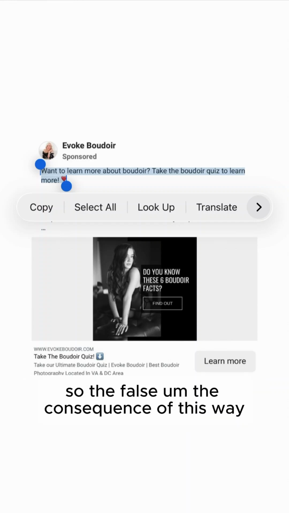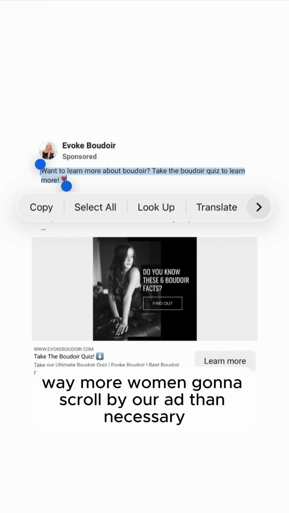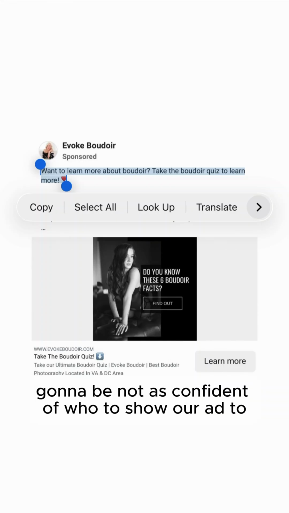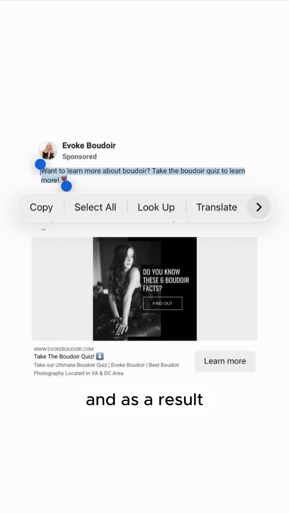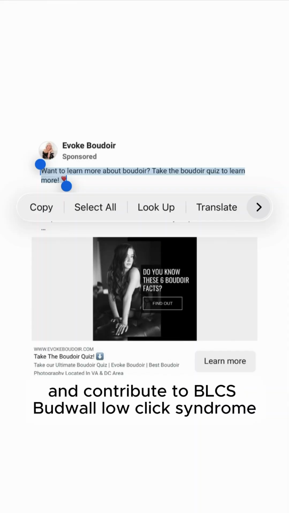So the consequence of this: way, way, way more women are going to scroll by our ad than necessary. Facebook's ad algorithm is also going to be not as confident of who to show our ad to. And as a result, it's going to pull our unique CTR under 6% and contribute to BLCS, Boudoir low click syndrome.